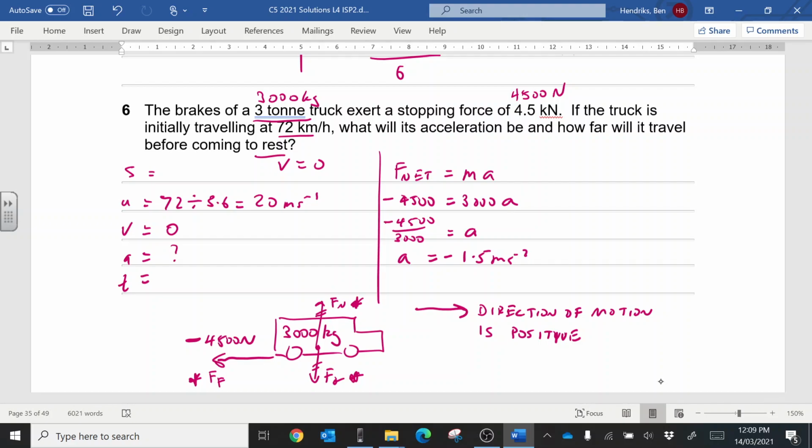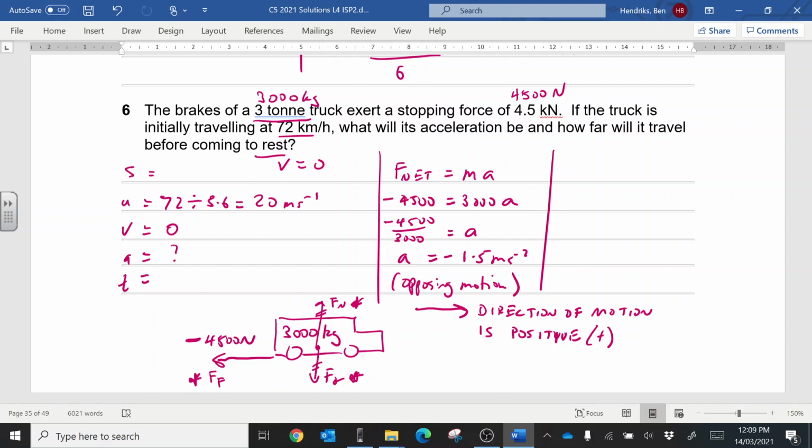The acceleration is against the direction of motion, so A is equal to negative 1.5 metres per second squared, opposing motion. The braking force is a type of frictional force, opposing motion. So that's our acceleration taken care of. Now we want to find out our S.